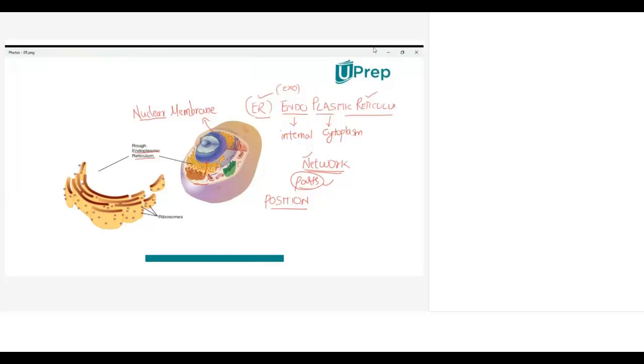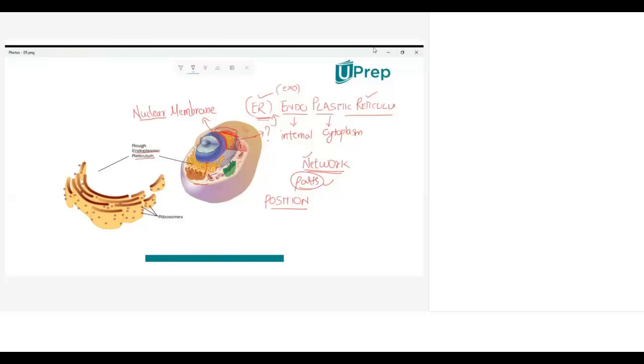Here also they have shown the endoplasmic reticulum. It gives a clear idea of how the network is arranged between the nuclear membrane of the nucleus and the plasma membrane of the cell. A diagrammatic representation may be given like this, and you can be asked what this part is called. This part is the endoplasmic reticulum. So the position of the endoplasmic reticulum is between the nuclear membrane of the nucleus and the plasma membrane of the cell. Clear about the position?